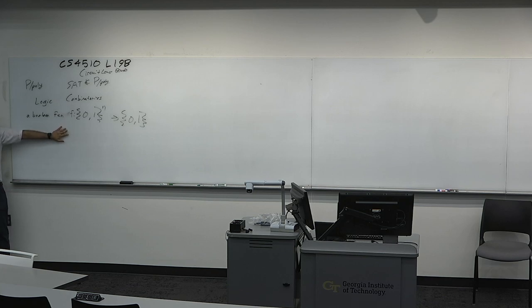The best way to think of a Boolean function is not as a circuit, but as a truth table. We all know what a truth table looks like, right?